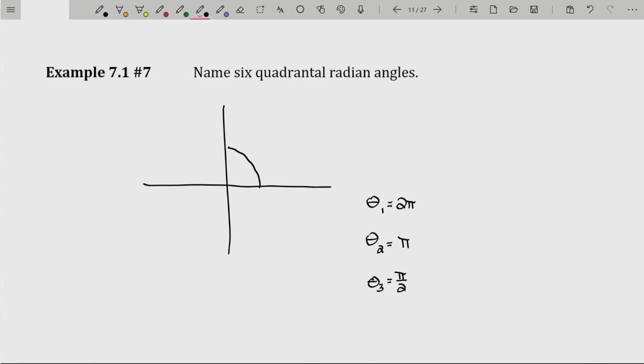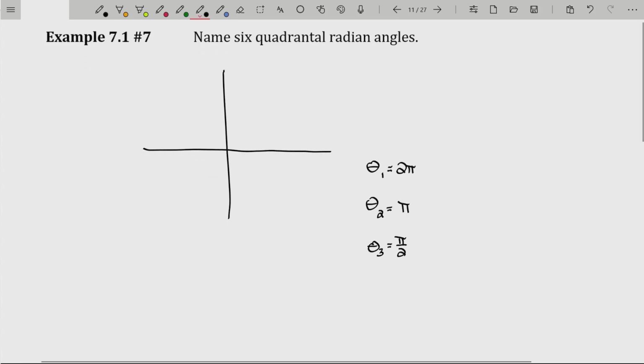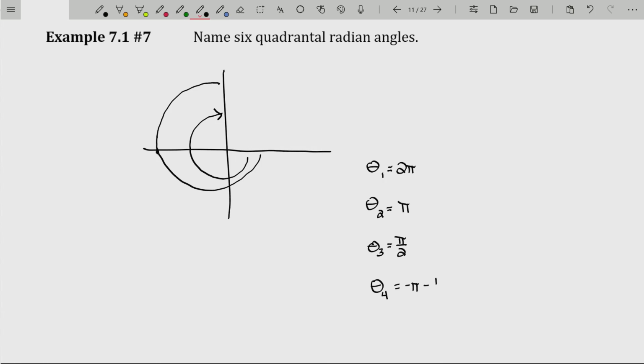Now we have to start doing other things, right? We can get really creative, but let's do some negative angles here. Let's suppose that you want to rotate backwards to here. Notice you went all the way to negative pi, and then went another half of that. So you went to negative pi and then another half of it. That's negative 3 pi over 2.